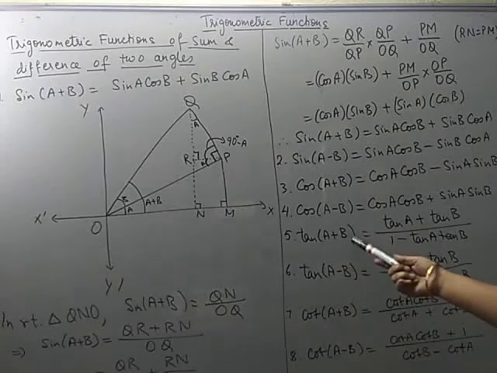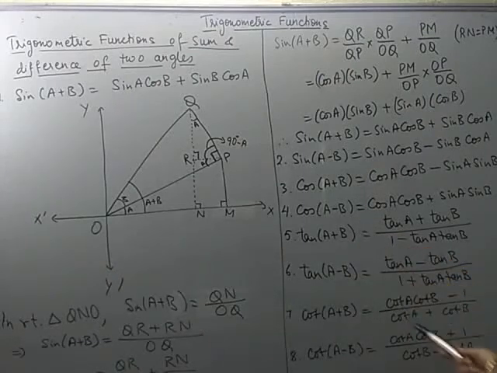Cot(A+B) is 1 over tan(A+B). So if we solve that, this is what we get. Cot(A+B) is (cot A cot B minus 1) over (cot A plus cot B). Then cot(A-B) is (cot A cot B plus 1) over (cot B minus cot A). Remember this part.